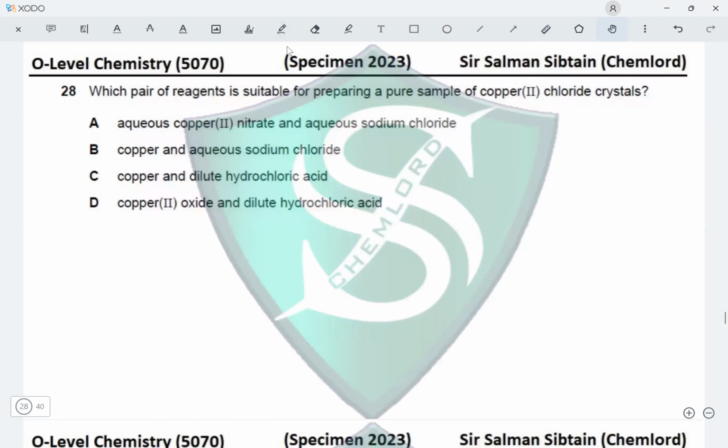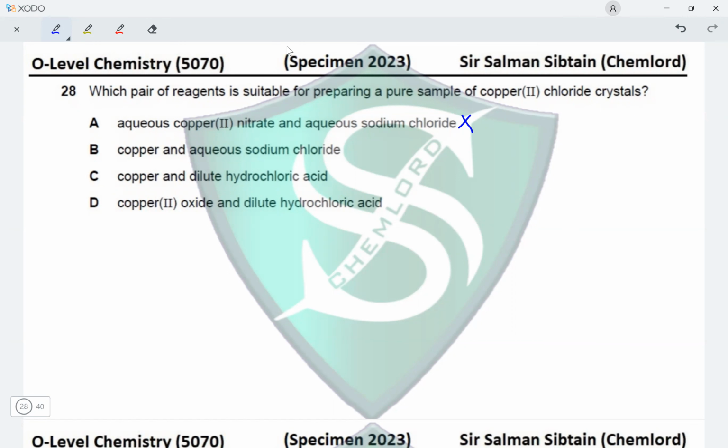Question 28. Which pair of reagents is suitable for preparing a pure sample of copper(II) chloride crystals? Since we are preparing copper(II) chloride crystals and copper chloride is a soluble salt, the reaction we need to consider is the reaction of an insoluble oxide or hydroxide or carbonate of copper with an acid. Option A says aqueous copper(II) nitrate, which is soluble, and aqueous sodium chloride, which is also soluble. So these will not react and produce copper chloride. So option A is incorrect.